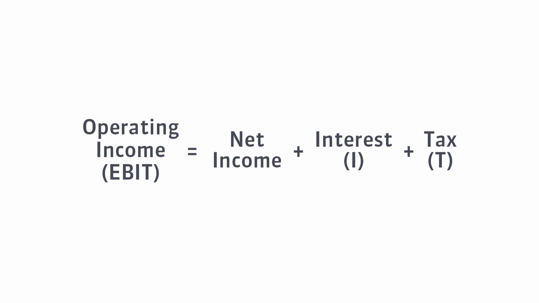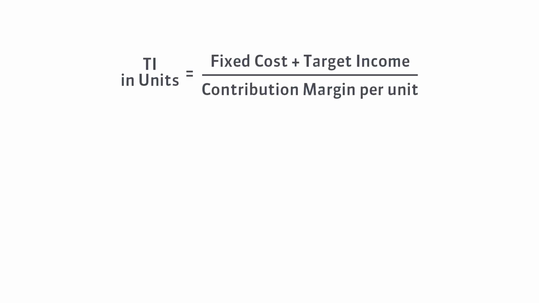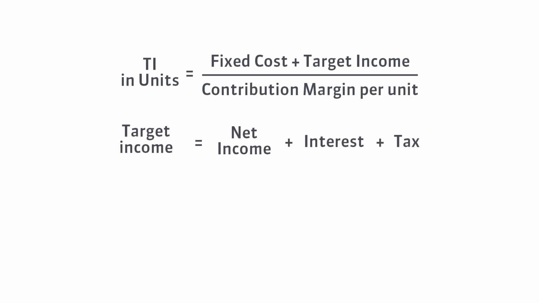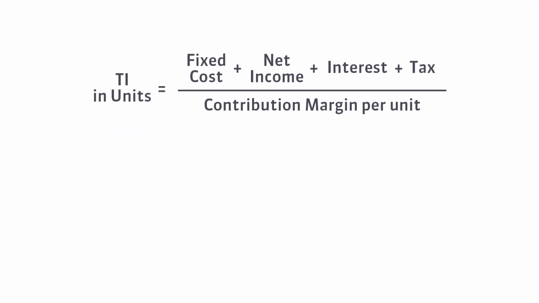Let's try to calculate the value of the operating income from the net income now. The formula will look like this. Let's check if we will get $5,000 of operating income by putting the net income into the formula. Our calculations are correct, so let's add our formula to the target income formula.